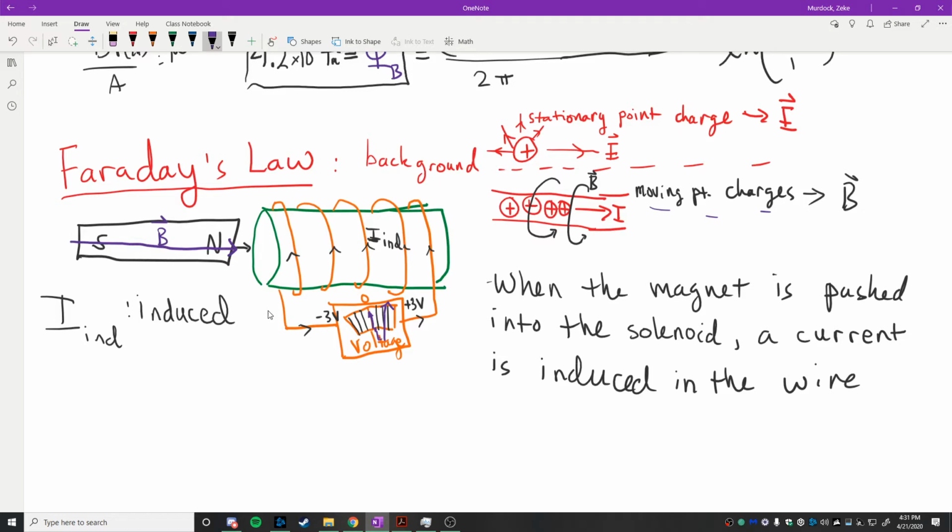Correct. Yeah, the direction of the current that I'm giving you here is if the north end of the magnet is pushed into the solenoid. If we flip it around and push the south end, the voltage will read the opposite way. And if you push it in, it reads one way, and when you pull it out, it's going to read the other way. Does that make sense?